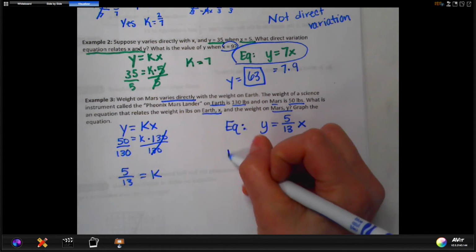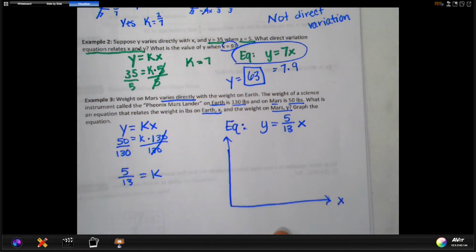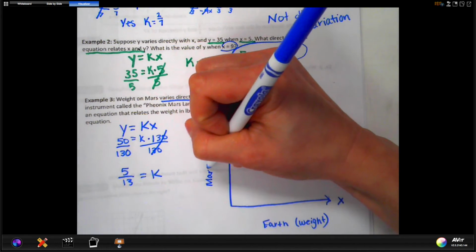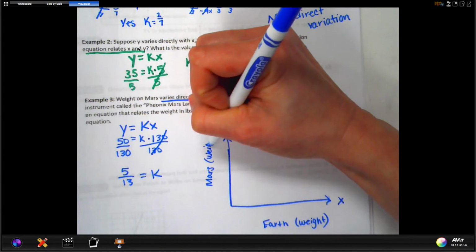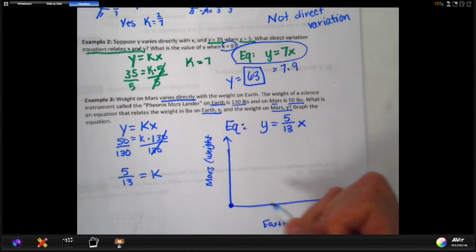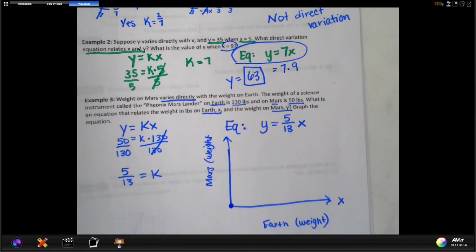Okay, so you can use your graphing calculator. You can also do this kind of in your mind, okay? So make a small graph like this, all right? And our x values, right? What did it tell us our x values are? Earth, our weight in pounds on Earth. Weight. And our y values are our weight on Mars, right? Okay, so this spot right here is 0, 0, right? So if x is 0, y is 0, isn't it?